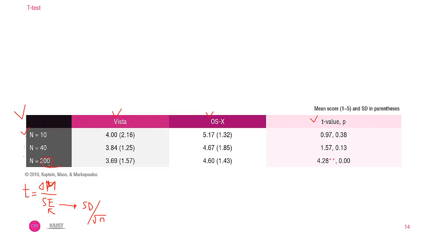and therefore we can assume that the standard error of the third sample is much smaller than the standard error of the first sample. And accordingly, the t-value of the third group is much bigger than the other two. Consequently, this t-value is bigger than the criteria and therefore yielded a statistically significant difference in people's opinion regarding VISTA and OSX.